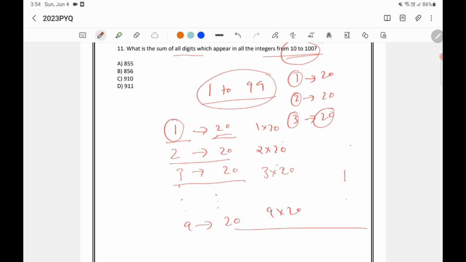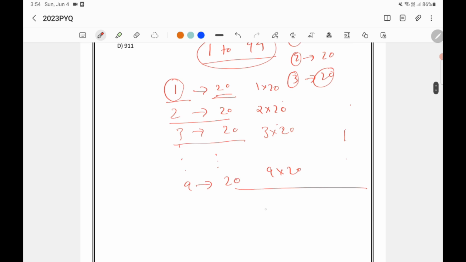So if I add all these things, we can take 20 common. So 20 into (1 plus 2 plus etc. till 9). So 1 plus 2 plus etc. till 9 is n into (n plus 1) by 2, you can use that formula. First n natural numbers sum is n into (n plus 1) by 2. So here n is 9. So 9 into (9 plus 1) is 10, 10 by 2, so that is 45. So the sum will be 20 into 45, you will get 900.